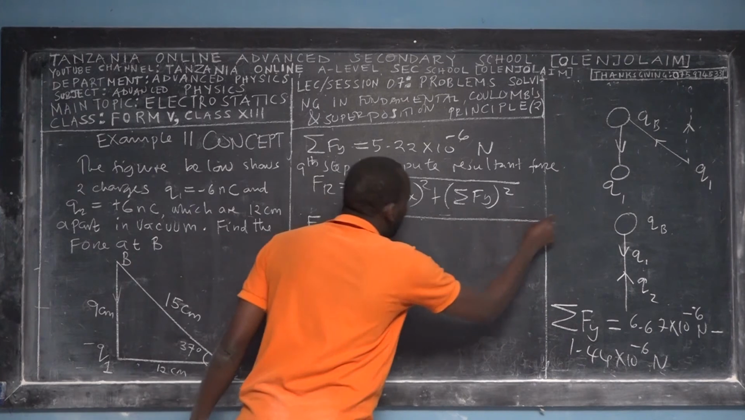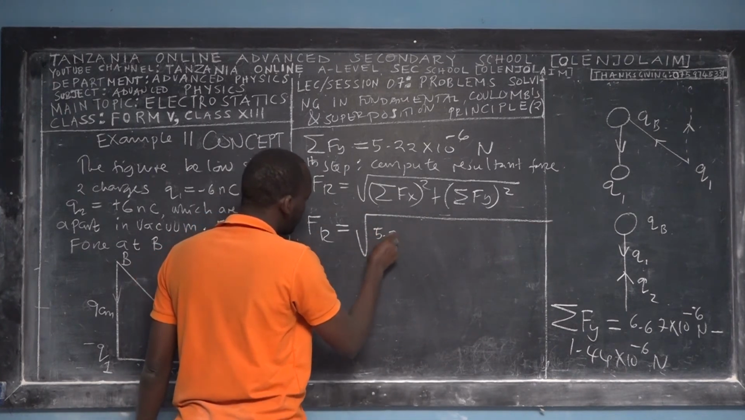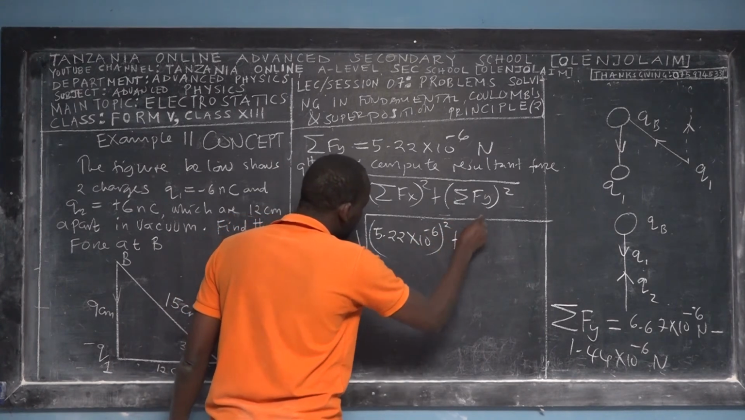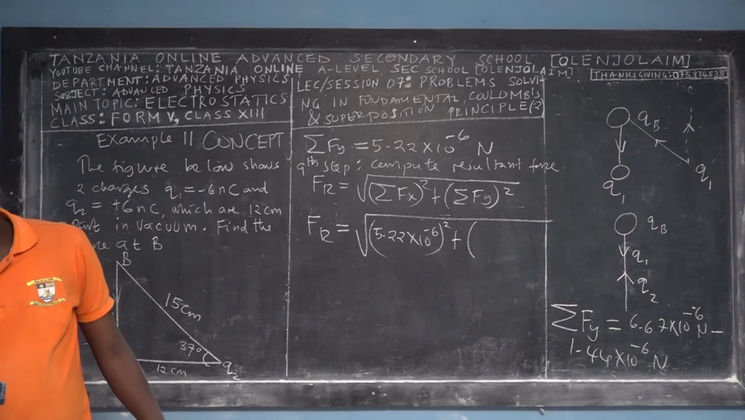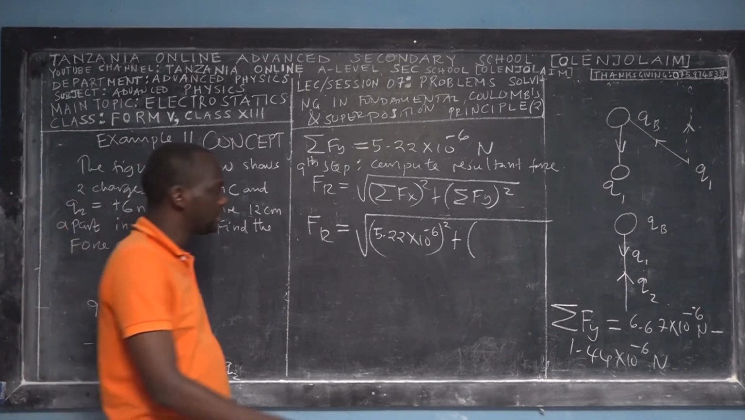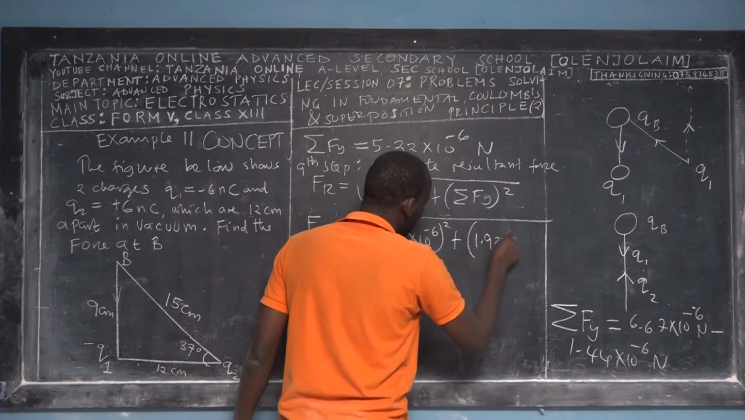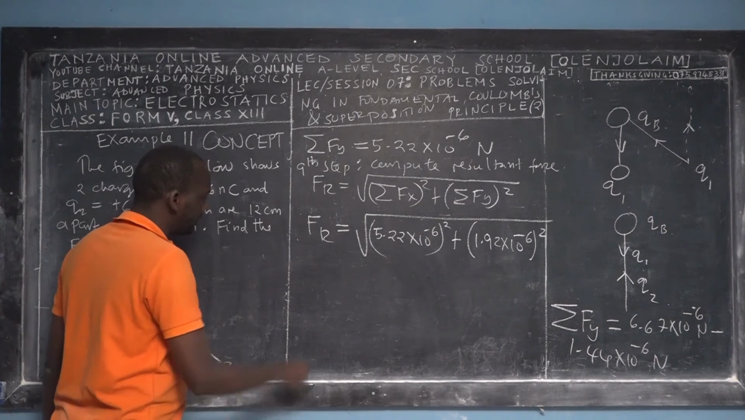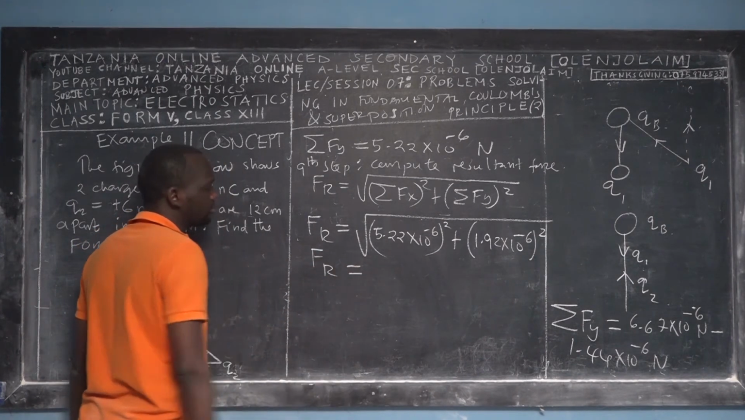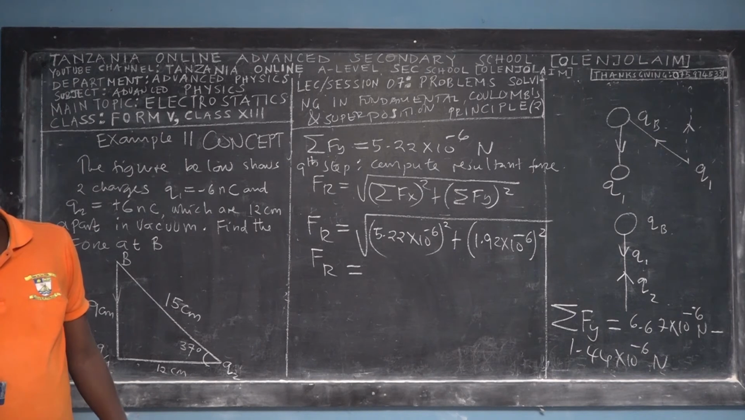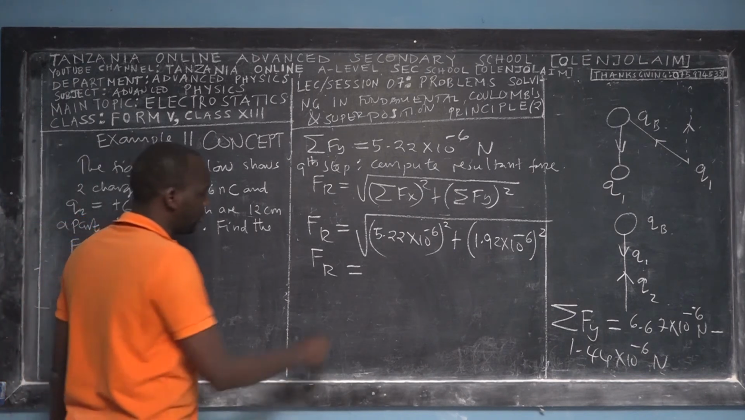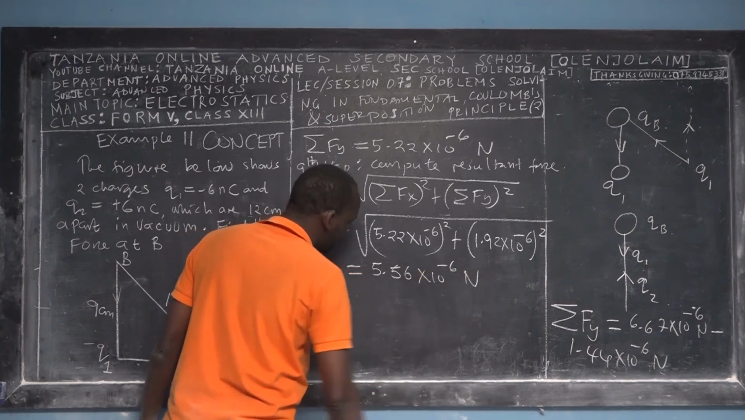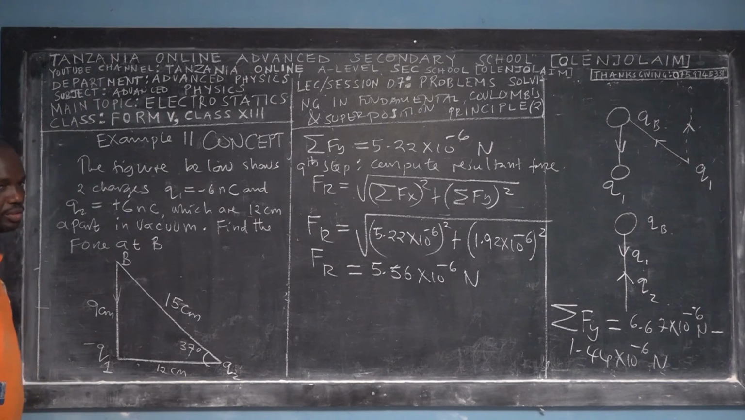So you say that the resultant force for this case is equal to the square root of what? We have (5.22 × 10^-6) squared plus, what's the horizontal component? The horizontal component is 1.92 × 10^-6, squared. So the resultant force is equal to what? 5.56 × 10^-6 Newton, not members, but the resultant force.